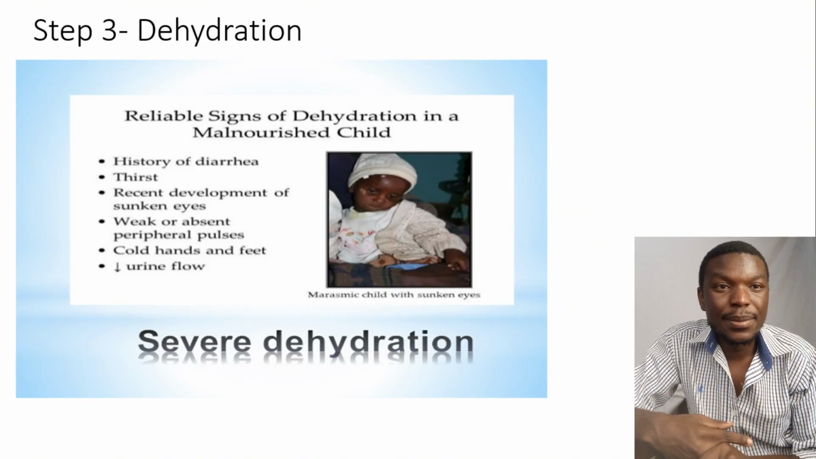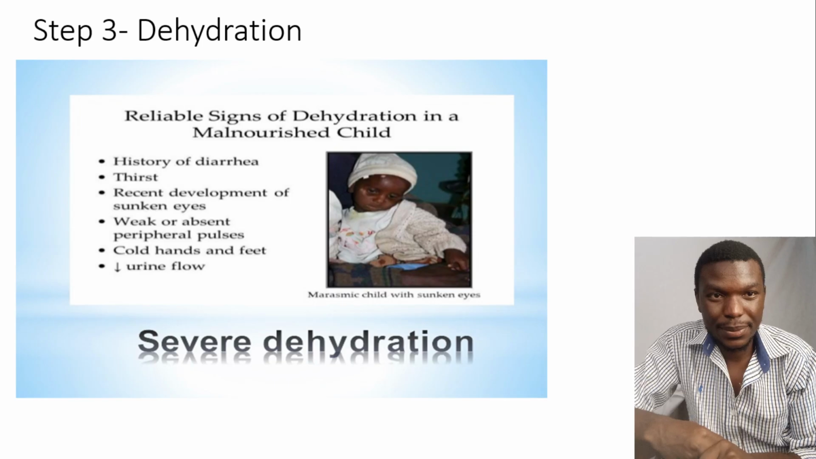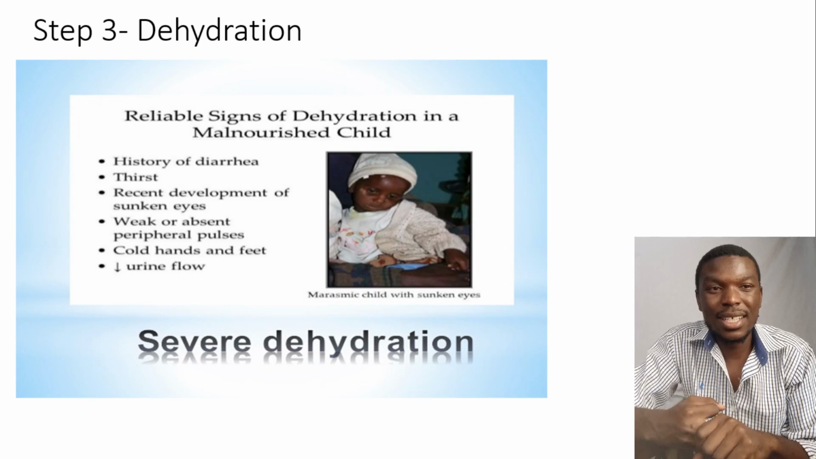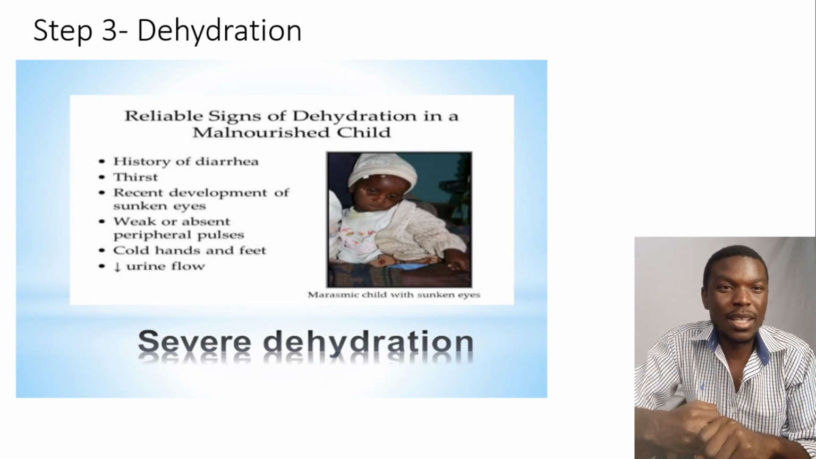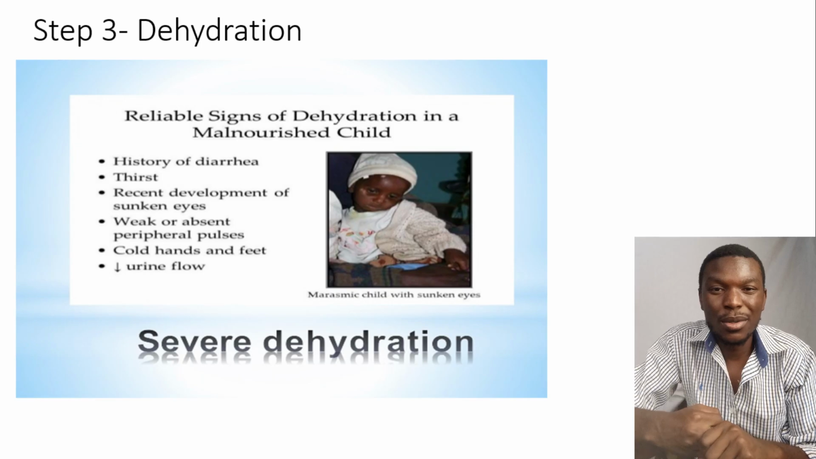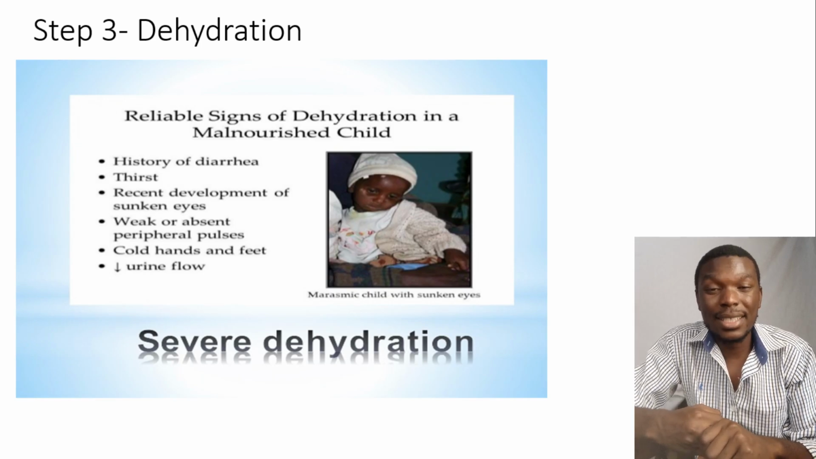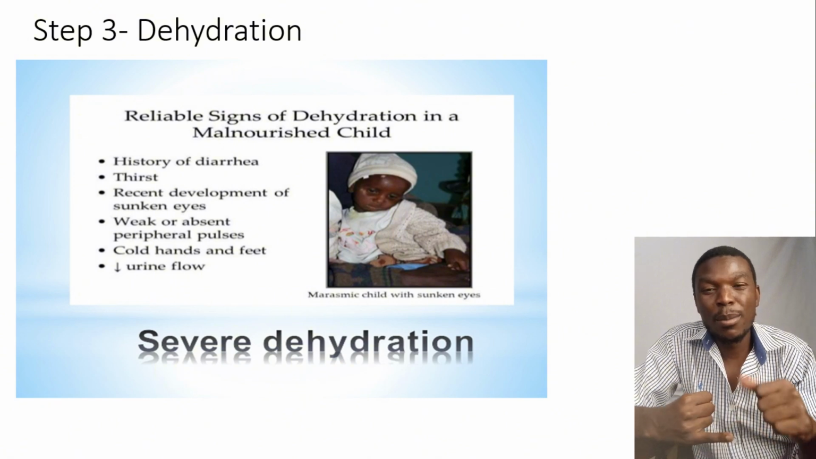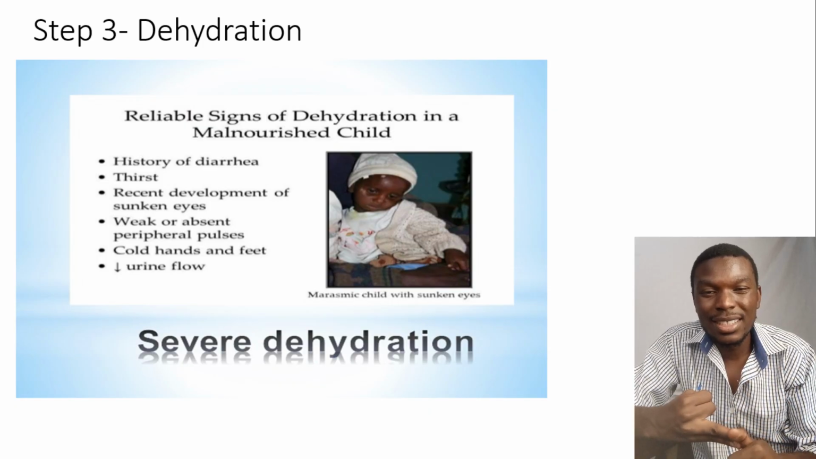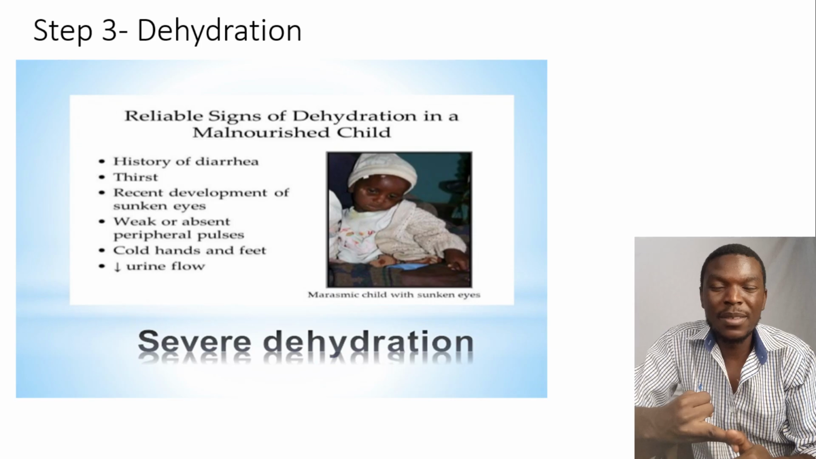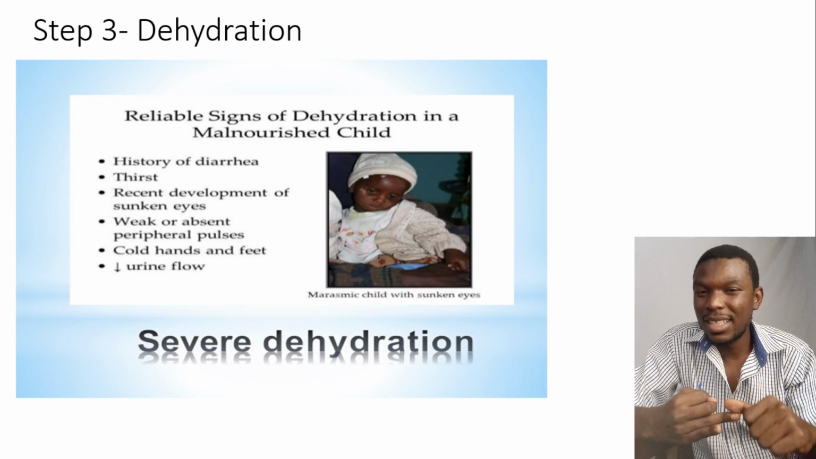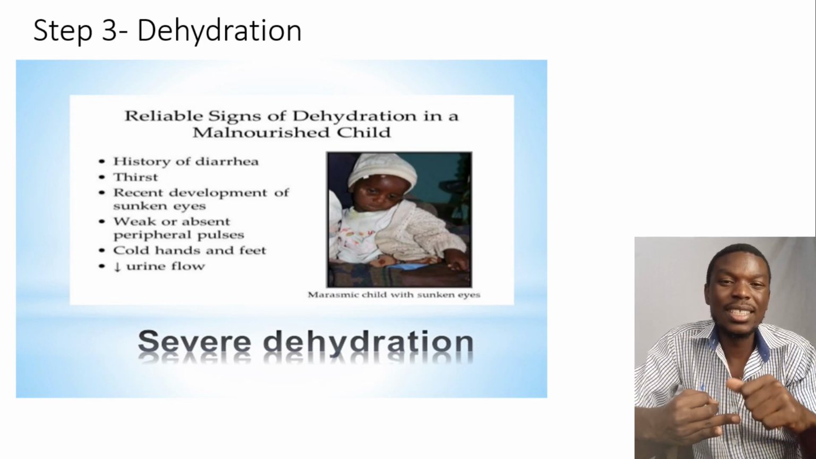Then step 3, dehydration. So dehydration is very hard to detect in these children, but there are a few signs that are reliable for detecting dehydration. So the first one is history of diarrhea. So remember you took a good history, they told you this baby was having frequent diarrhea. So you know that diarrhea causes dehydration. So this child is most likely dehydrated.